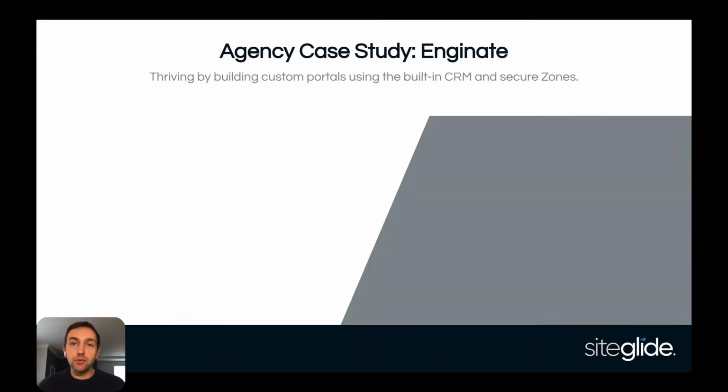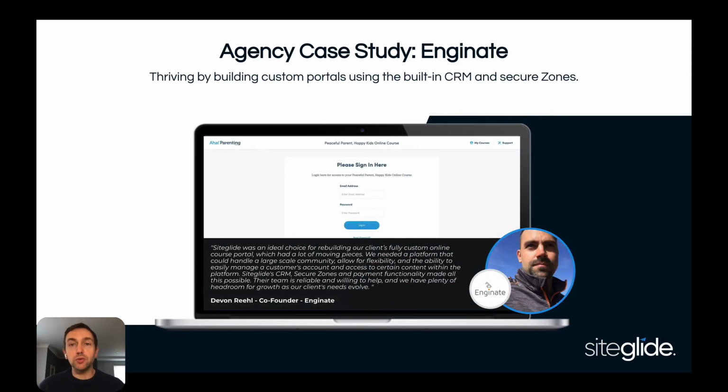And finally, we have US-based agency Engine8, who specialize in building more complex projects for clients, including online courses, customer portals, typically using the CRM and the secure zones features that they liked from Business Catalyst, and now they can get far more flexibility and results from using Siteglide. So Aha Parenting, as an example, was a large online course, possibly one of the largest on Business Catalyst, that they've been able to migrate across and improve in the process.